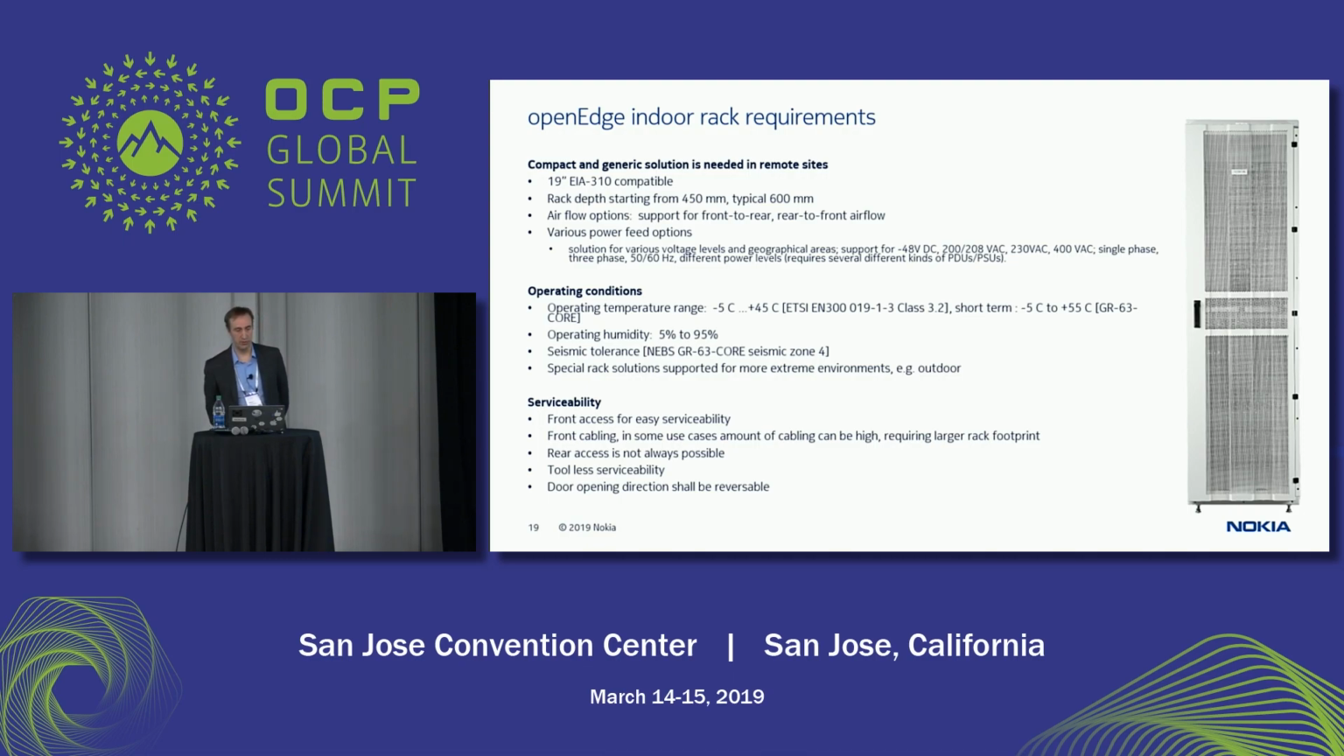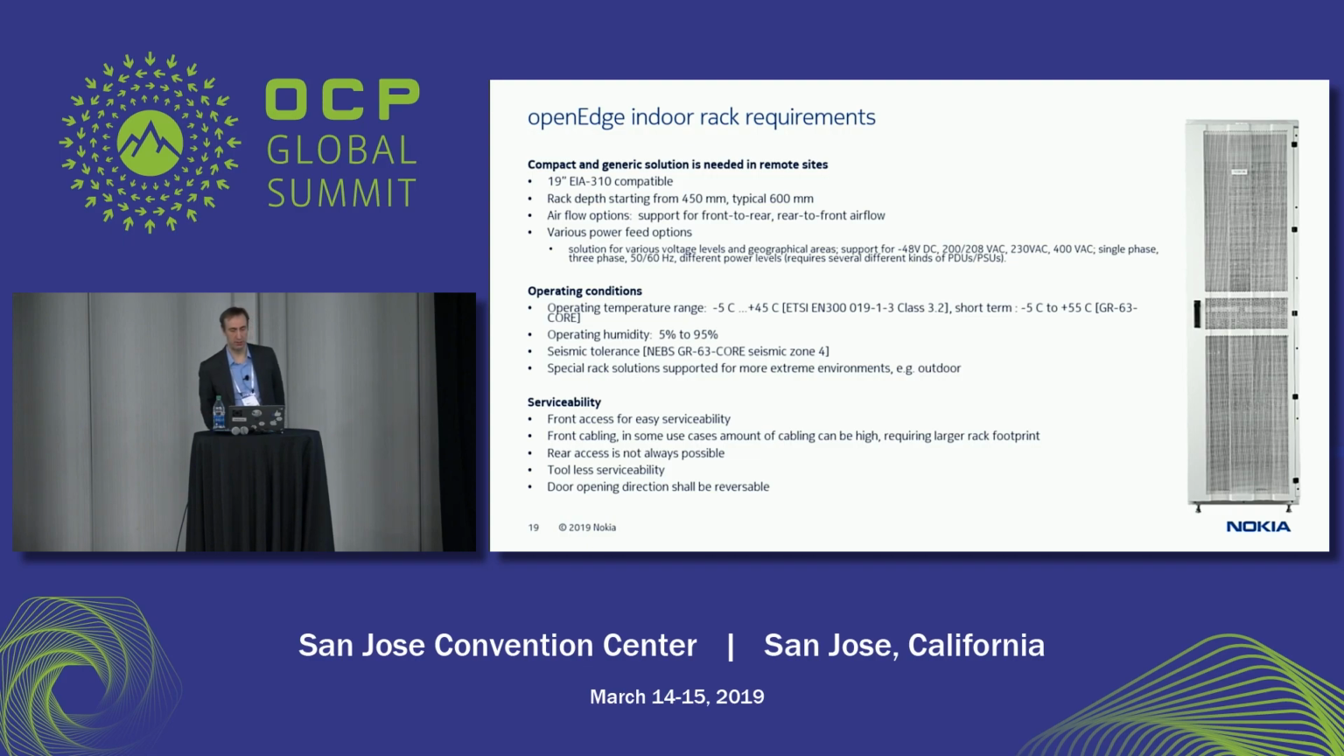We see that it should be a standard 19-inch EIA-compatible rack. Typical depth would be 600 millimeters. It can be less than that even, but I think 600 millimeters should be the target for the design itself. The airflow options need to be taken into account when thinking of the doors, for example, so there needs to be front to rear and rear to front capabilities. And then various power feed options need to fit into the racks, meaning different kinds of PDUs to support -48 volt or the different DC options for the design itself.